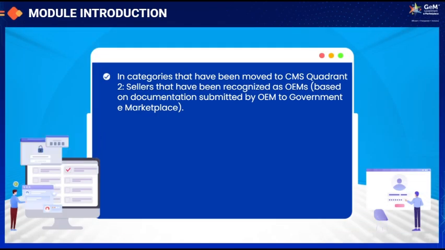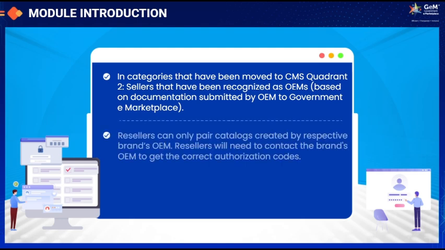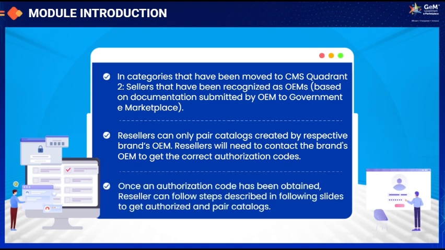In categories that have been moved to CMS Quadrant 2, sellers that have been recognized as OEMs based on documentation submitted by OEM to Government e-Marketplace, resellers can only pair catalogs created by the respective brand's OEM. Resellers will need to contact the brand's OEM to get the correct authorization codes. Once an authorization code has been obtained, the reseller can follow the steps described in the following slides to get authorized and pair catalogs.